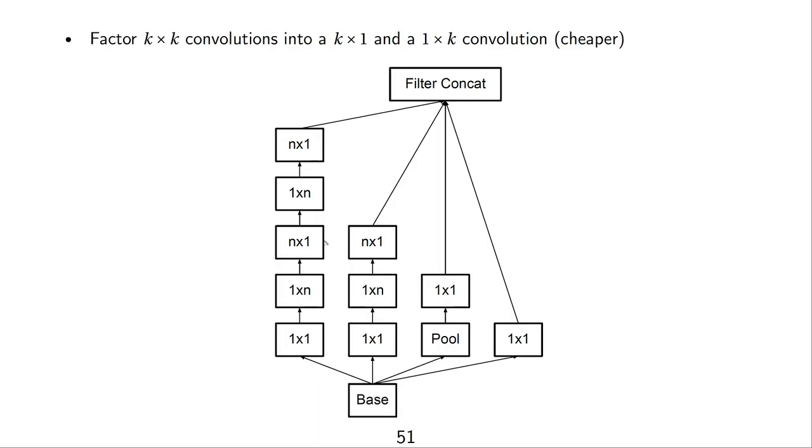The next idea is to factor k times k convolutions into k by 1 and 1 by k convolutions. Again, this makes it cheaper. What has been a 3 by 3 convolution here is denoted 1 by n and n by 1, so if you want to do 3 by 3, it would be 1 by 3 and 3 by 1. And here we see what was a 5 by 5 convolution is split up into 1 times n, n times 1, and 1 times n, and n times 1. So if you wanted to do exactly the 5 by 5 convolution factored, then what you would have here is 1 by 3, and then 3 by 1, then 1 by 3, and again 3 by 1.